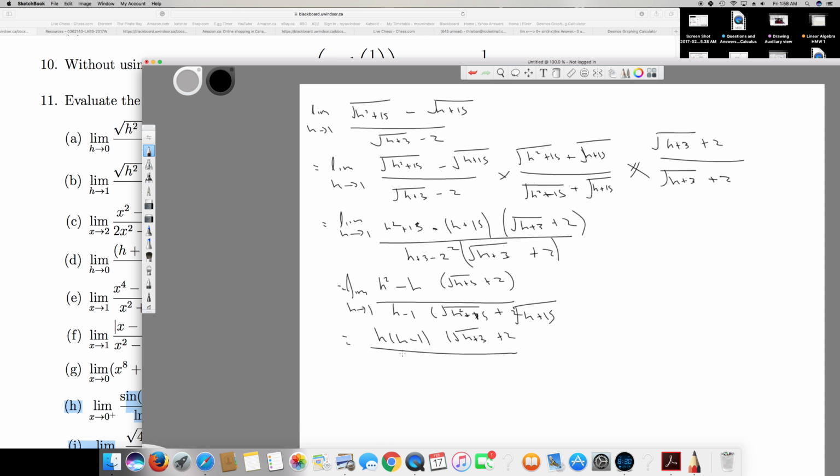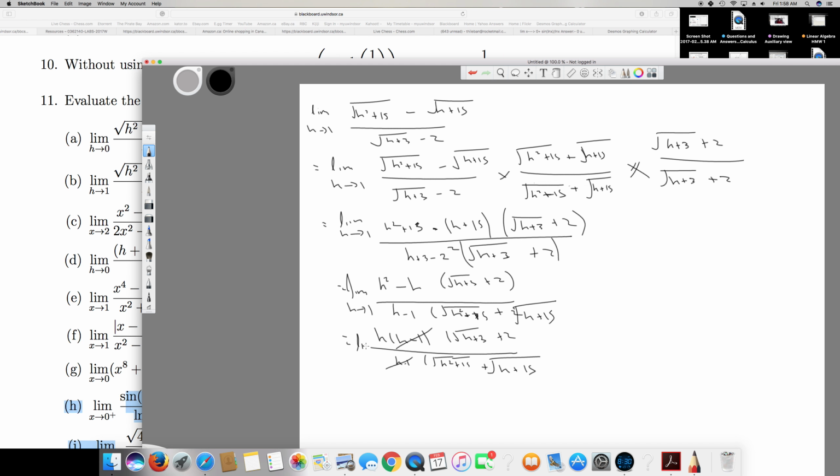So the bottom part and top part cancel, h minus 1 cancels each other, and the remaining thing is h square plus 15 plus square root of h plus 15. So this is the remaining thing.